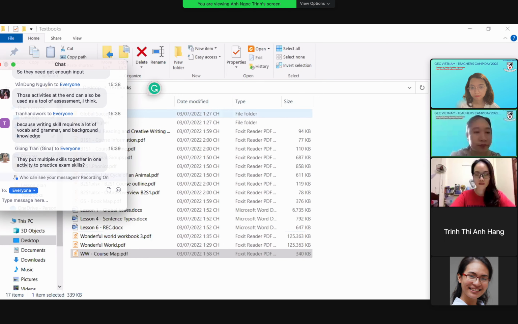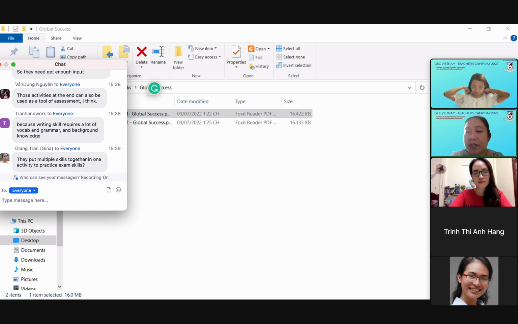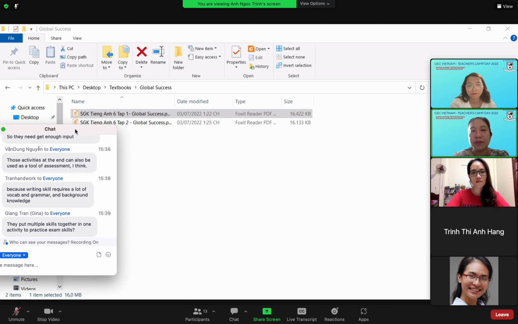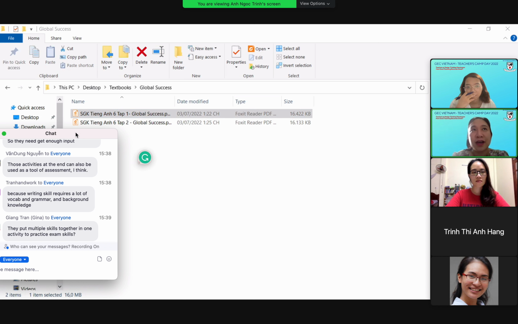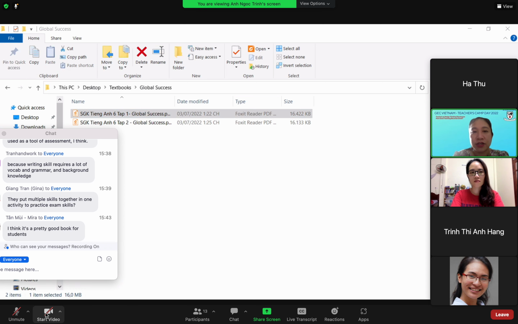Here, Global Success is also quite a commonplace book, a common book at lower secondary level, approved by the Ministry of Education. It's not mandated, but it's kind of suitable for mass students in Vietnam who are not really proficient in English.